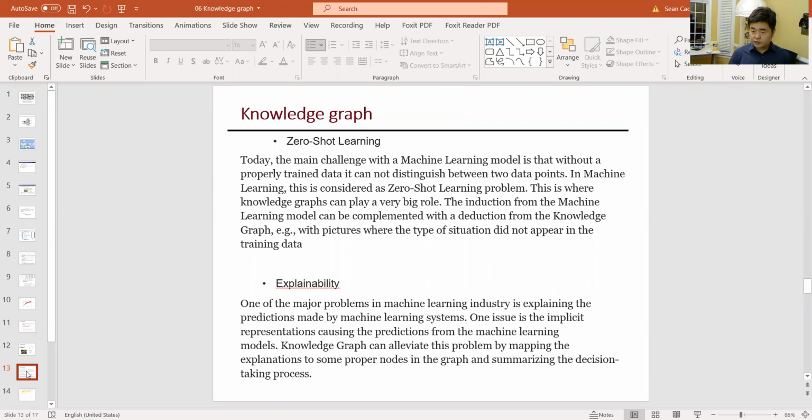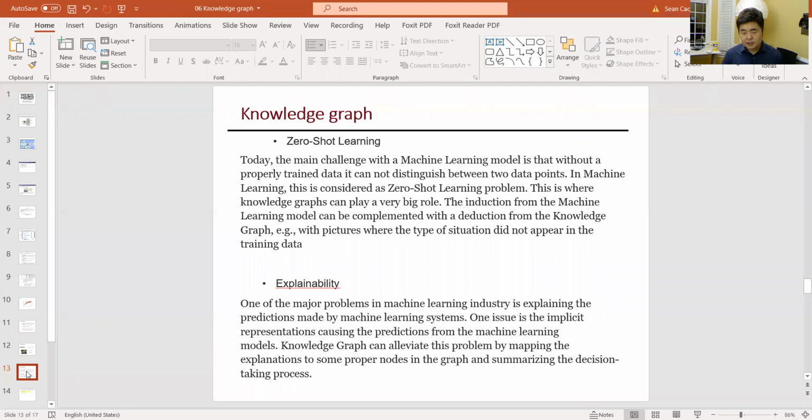You don't have to actually learn financial crisis from financial crisis samples. You can use, like I said, some related events for you to understand what is going on with a financial crisis. So this resolves a big issue in machine learning, which is zero-shot learning, the limitation of training samples. That's a huge problem in machine learning, which we can use a knowledge graph to overcome. So this is one advantage of a knowledge graph.